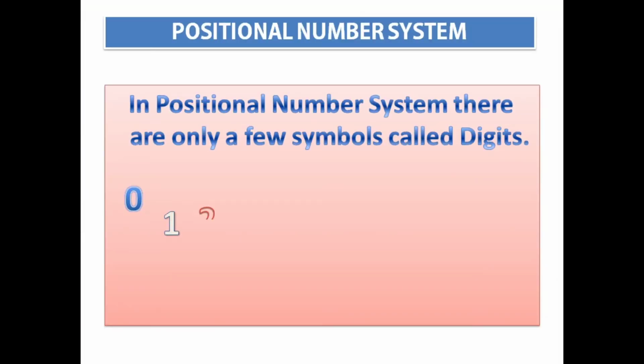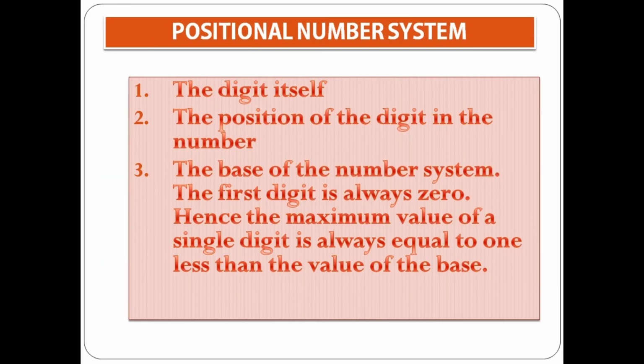Now we will learn about the positional number system. In positional number system, there are only a few symbols called digits. The symbols represent different values depending on the position they hold in a number. The value of each digit in a number can be determined using the digit itself, the position of digit in the number, the base of the number system where the base is defined as the total number of digits available in the number system. The first digit is always 0. Hence, the maximum value of a single digit is always equal to 1 less than the value of the base.